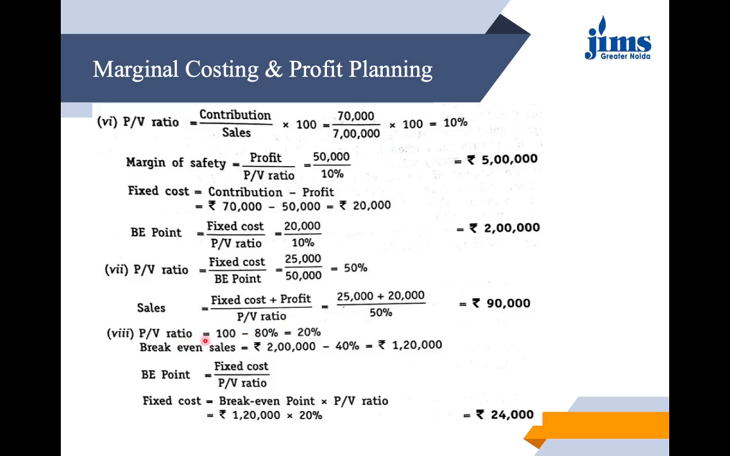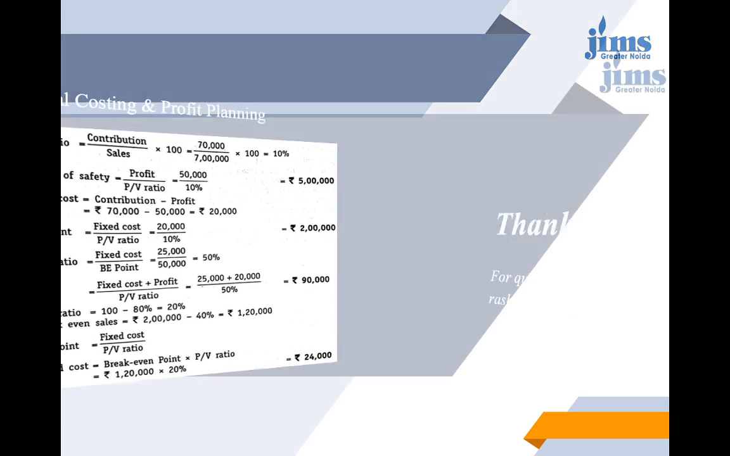In the next case, PV ratio can be found out as 20%. Break-even sales can be obtained using the information. So we are able to obtain it as 1,20,000. Break-even point simply can be calculated like this. First of all, we can calculate fixed cost, that is break-even point into PV ratio. We can put up the values, so we are able to calculate the amount as rupees 24,000.